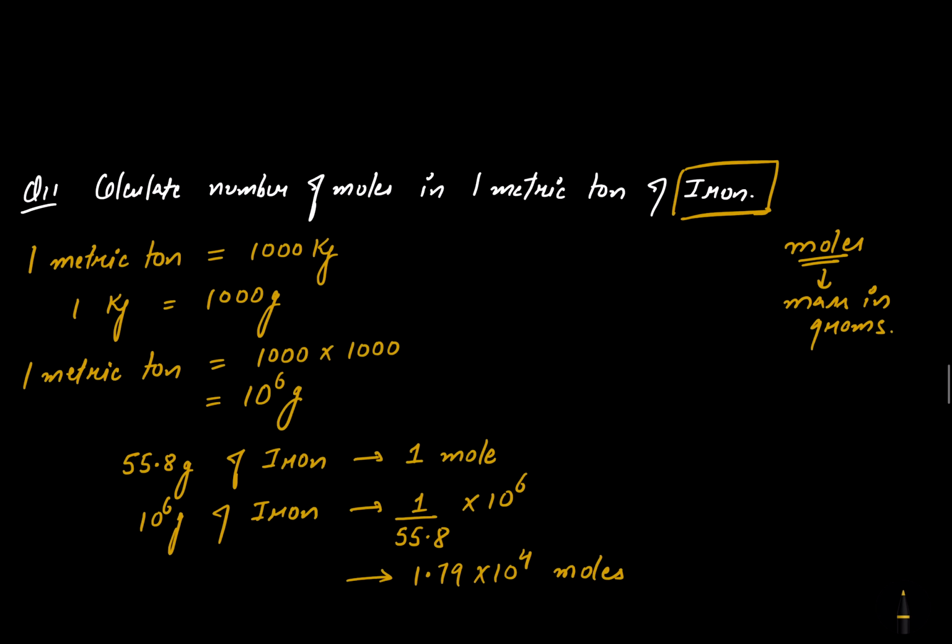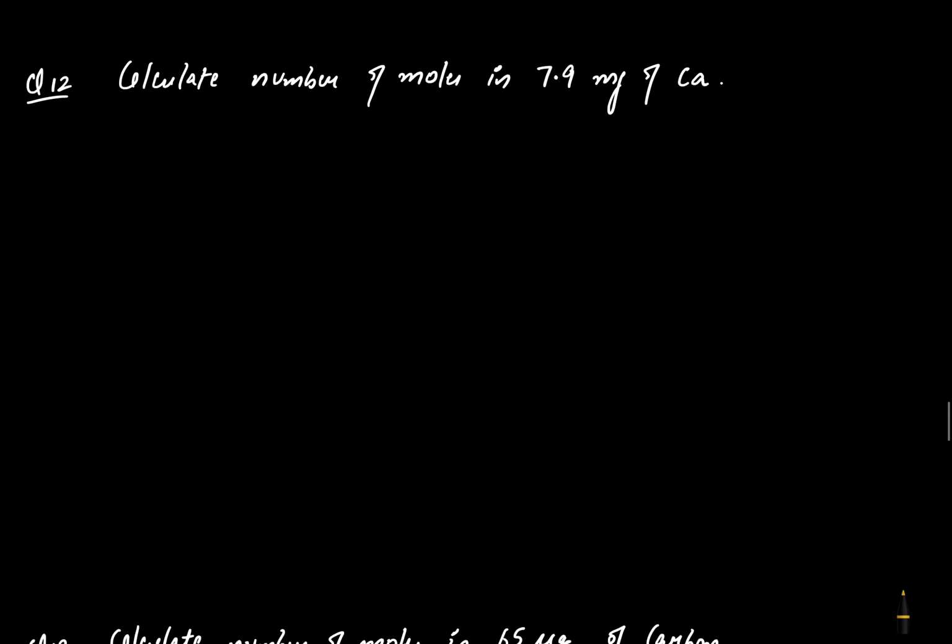Okay, it's all okay. So let's move to the next question. Numerical number 12. He is saying calculate the number of moles in 7.9 milligram of calcium. Now again, firstly I have to convert my milligrams to grams or grams to milligrams. Here I know the atomic mass of calcium is 40. 40 gram of calcium makes up 1 mole.